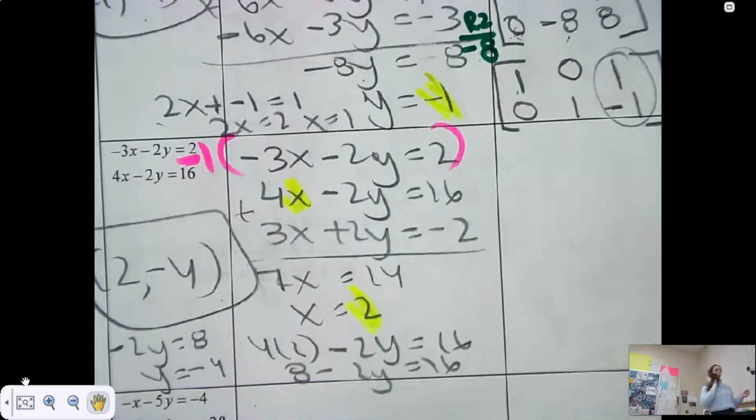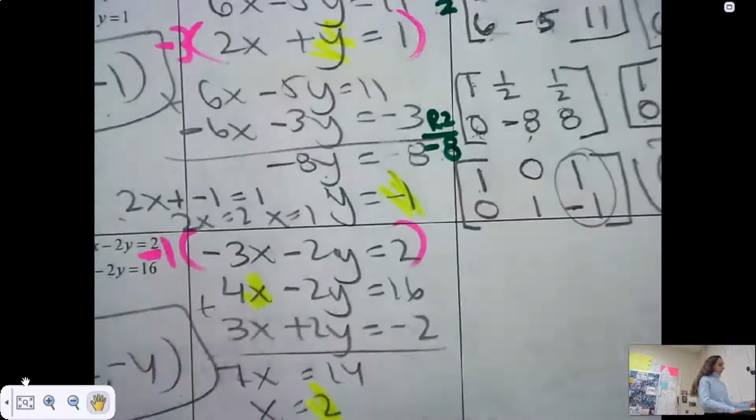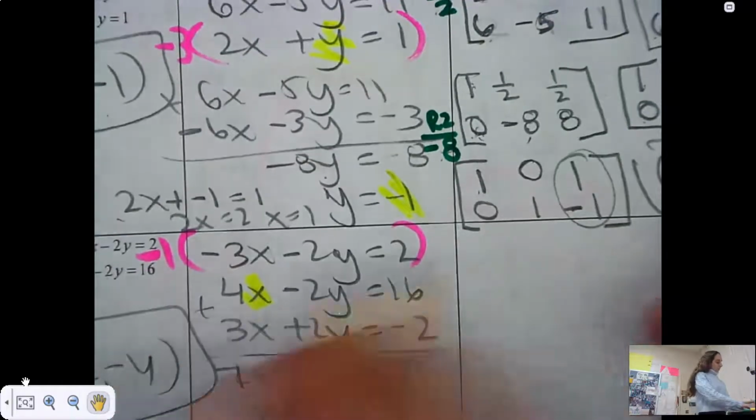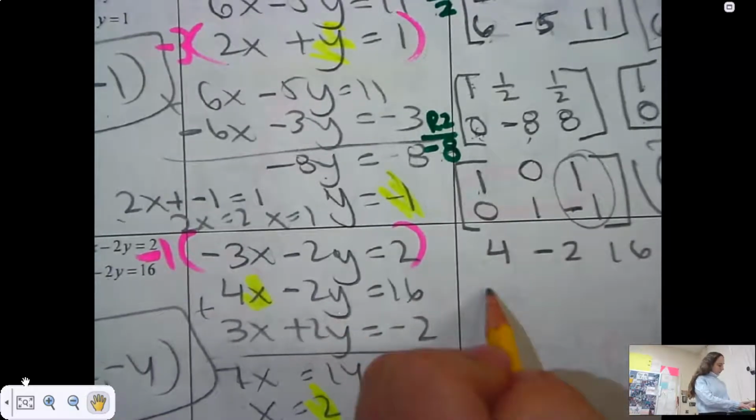So I know my answer will be 2, -4. Okay? How do I know for sure? I can graph it on Desmos. I can check it. Let's hope I'm right. So now I'm going to solve this matrices here. I'm going to do the even one, the bigger one on top, because I think it'll be easier for my brain.